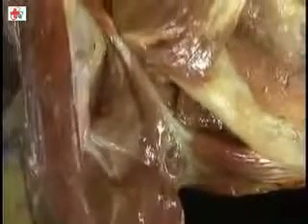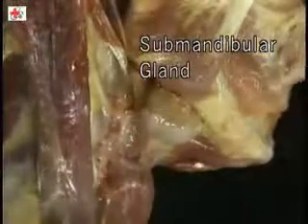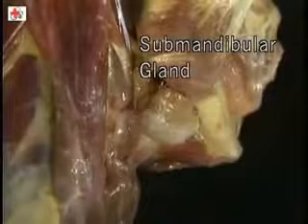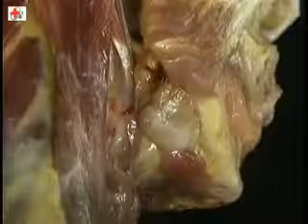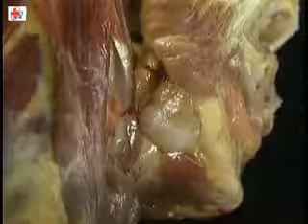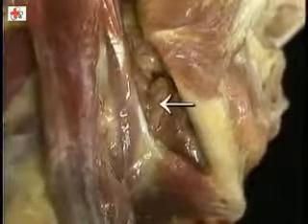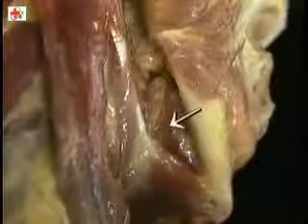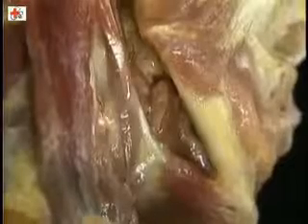Now we'll add the submandibular gland to the picture. Here it is. The submandibular gland curls around behind the free border of the mylohyoid muscle, so that it has a superficial part, which we can see here, and a deep part. To see the deep part, we'll remove the superficial part. Here's the cut edge of the deep part of the submandibular gland, between the mylohyoid and styloglossus muscles. It extends forward to about here.